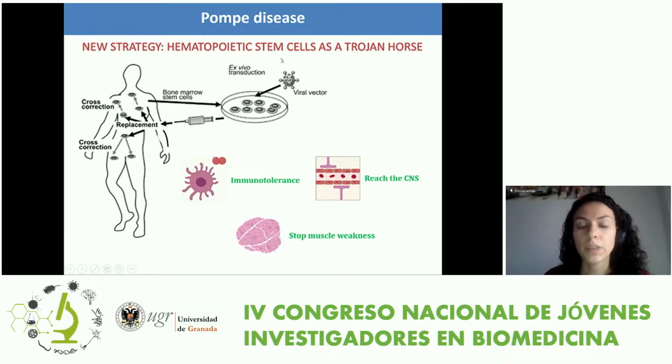We propose the hematopoietic stem cells as Trojan horses. In this case, we obtain this kind of cells from the patient. We modify the cells ex vivo with the transduction with lentiviral vectors, and we reinfuse these modified cells into the patient, achieving cross-correction. With this modification, we obtain immunotolerance, we reach the central nervous system, and stop the muscle weakness.